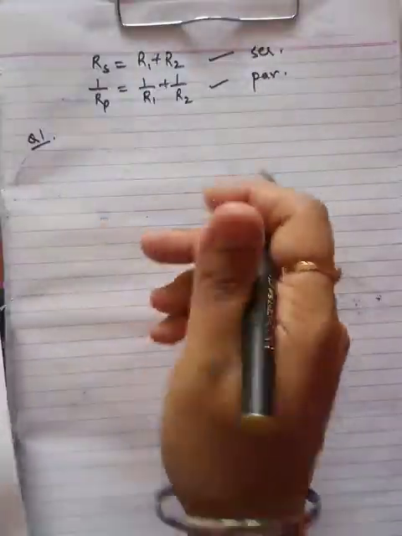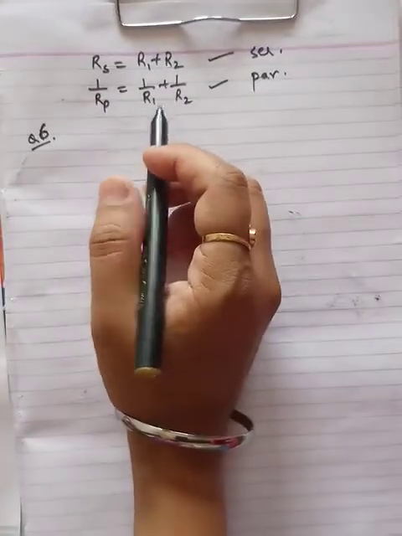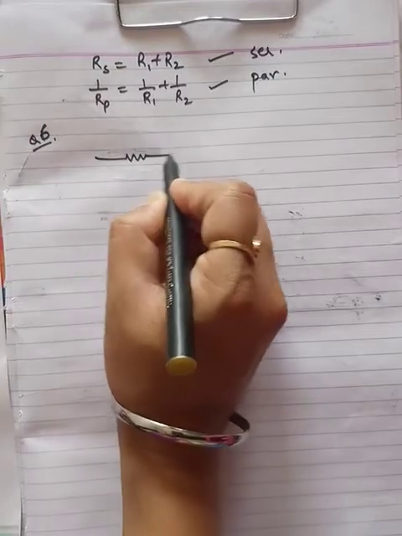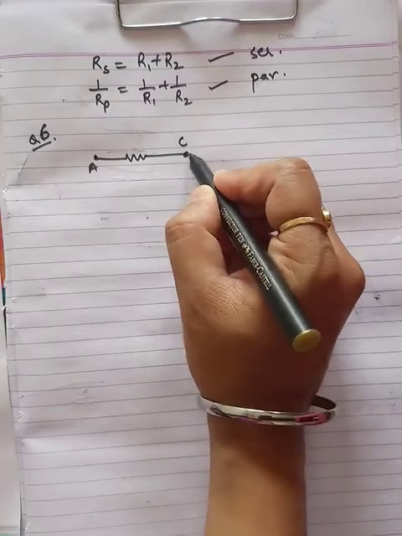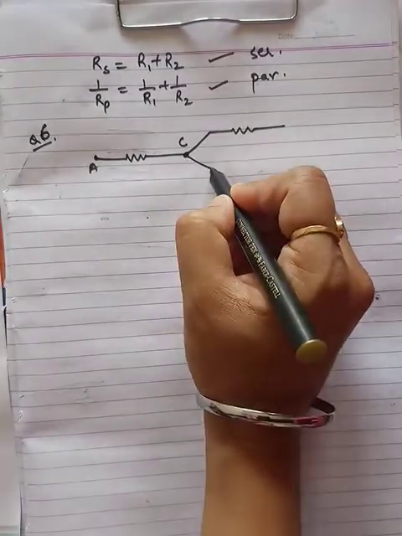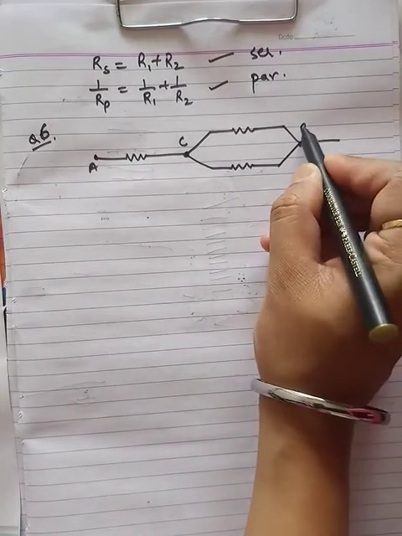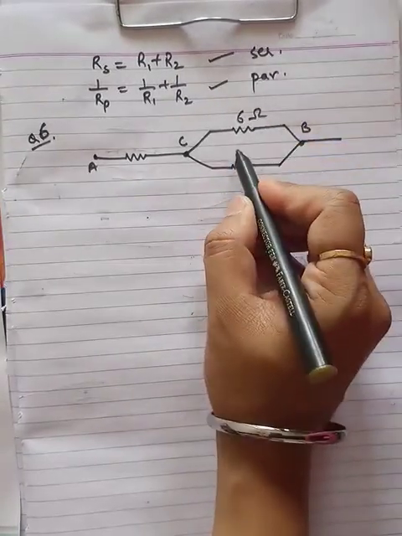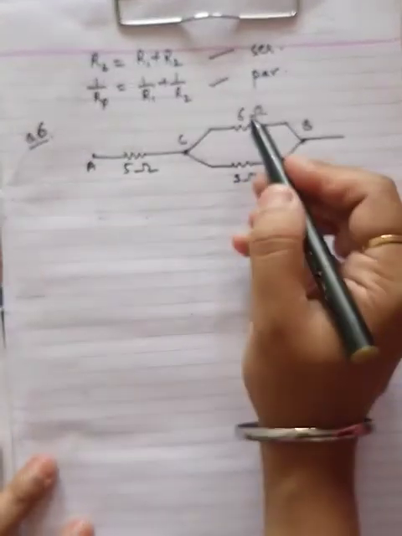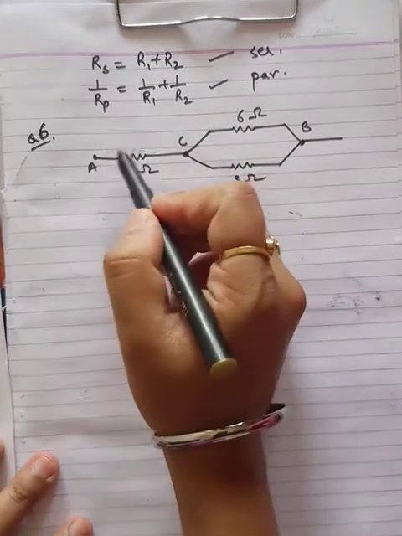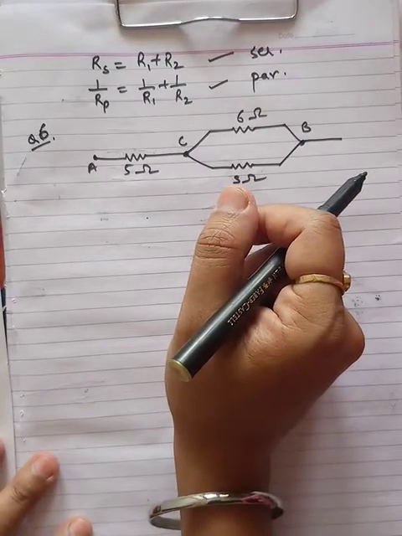First of all, the same circuit. This is question number 6 of your worksheet number 4 based on series and parallel combination. This is the circuit given. So in this circuit we can see both series combination and parallel combination of the resistances. These are the parallel combination, and this one is in series along with this complete parallel combination.